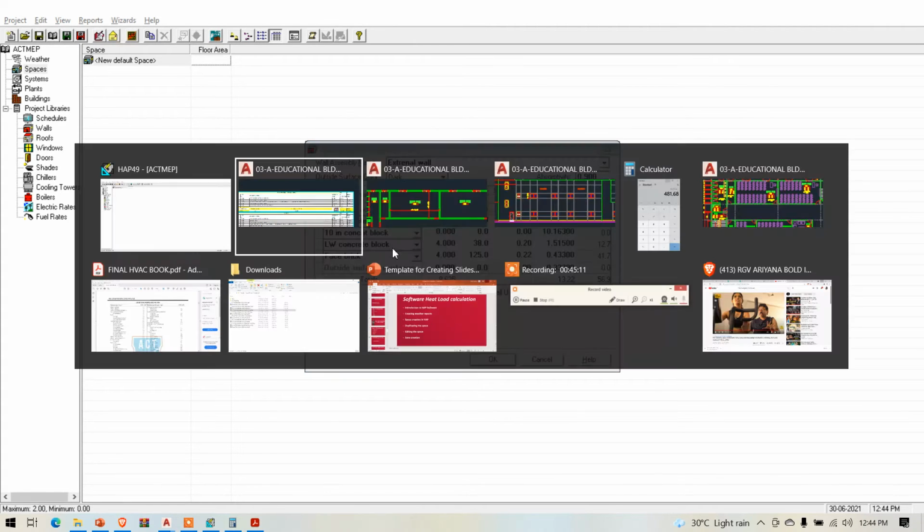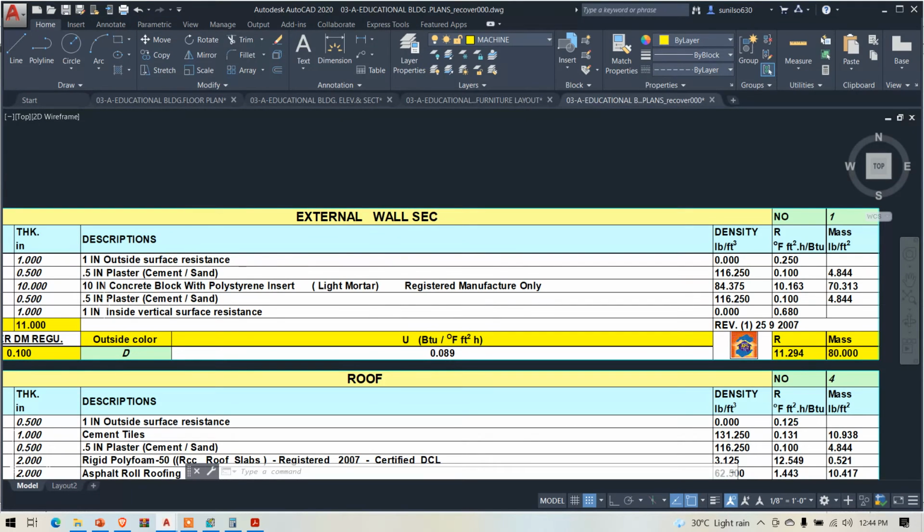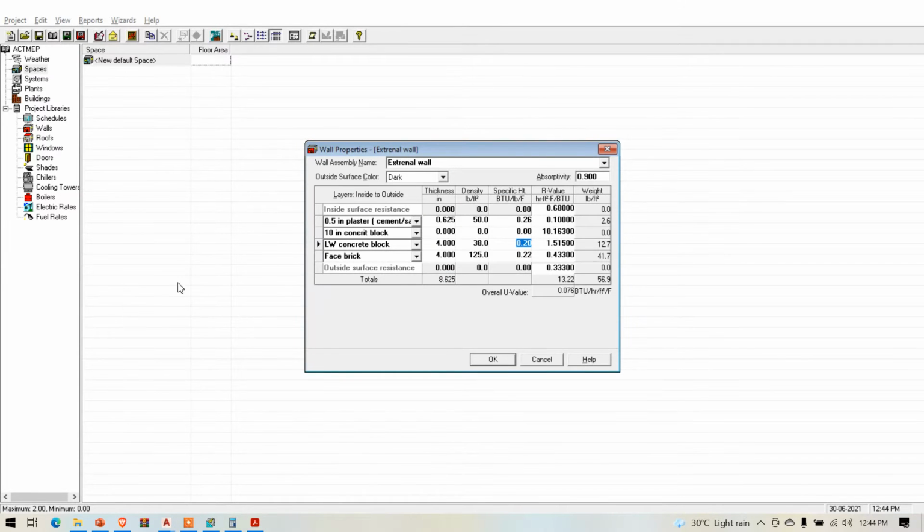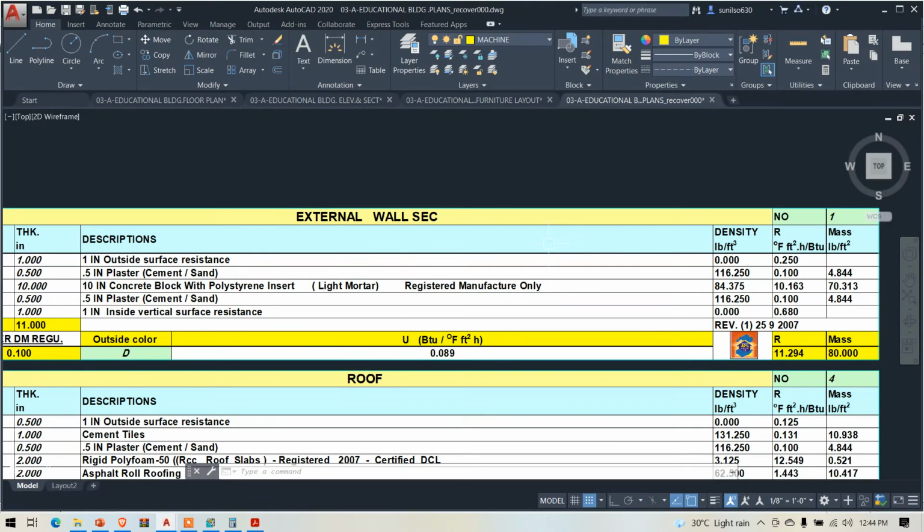And the next one is again 0.5-inch plaster, cement and sand, and here the value is 0.100.